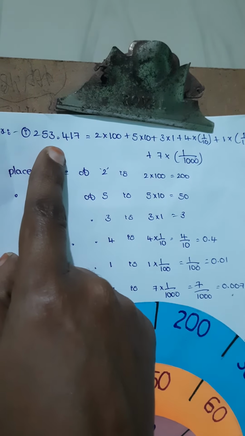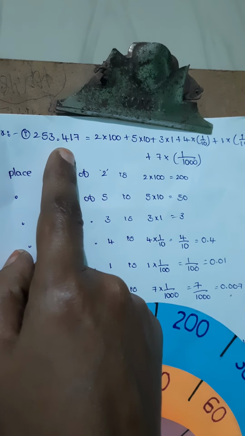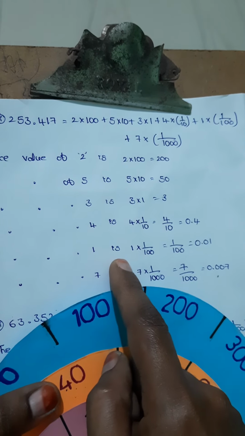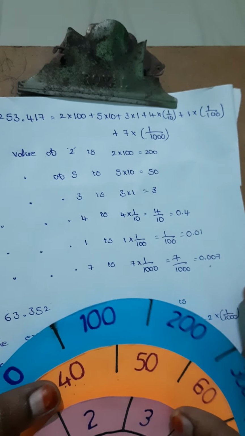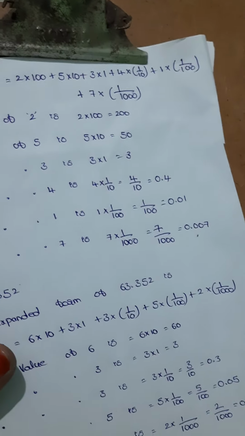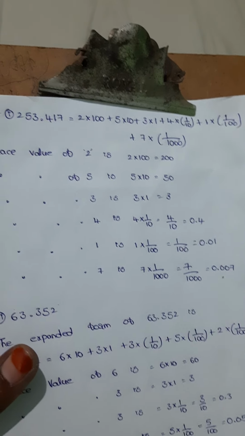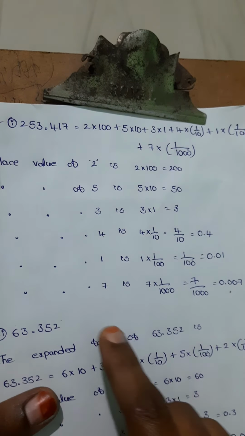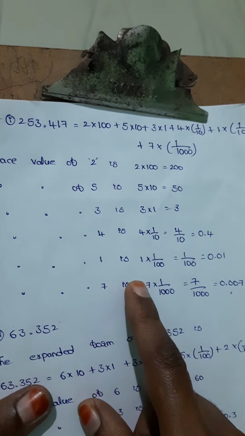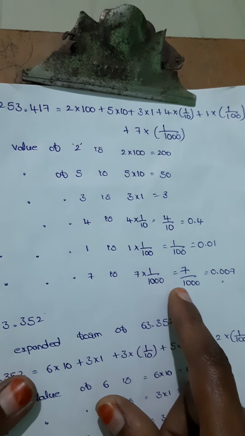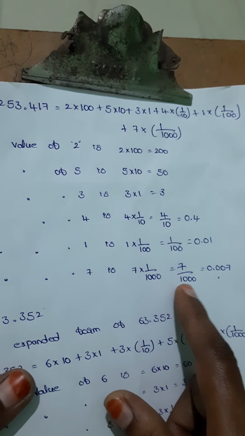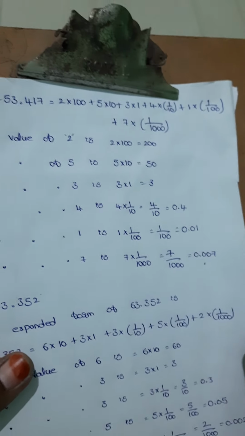And the digit 1 is at the hundredths place, so we multiply it with 1 by 100, which gives 0.01. The digit 3 is at the thousandths place, so we multiply it with 1 by 1000, that is 3 into 1 by 1000, which is equal to 3 by 1000, which is 0.003.